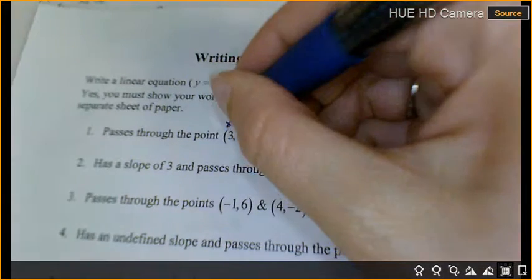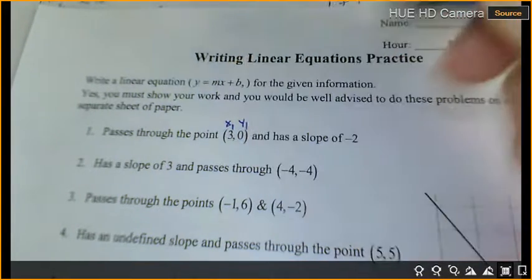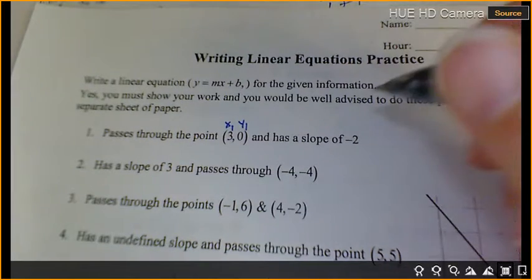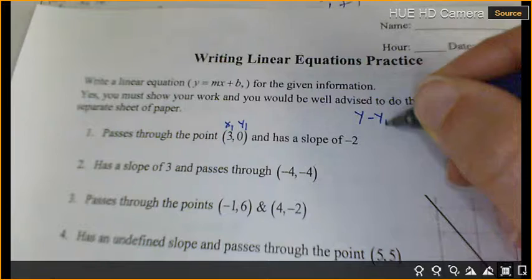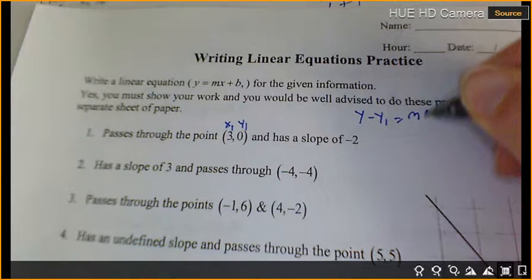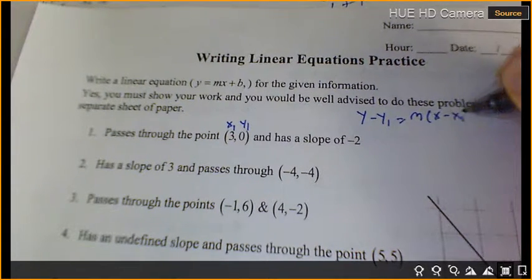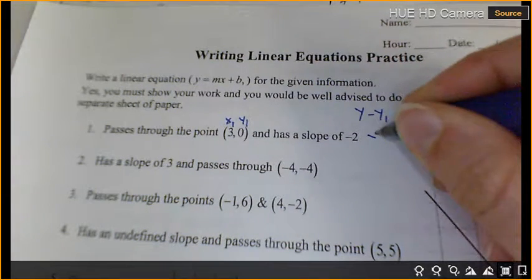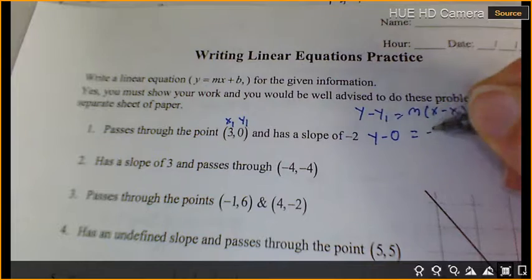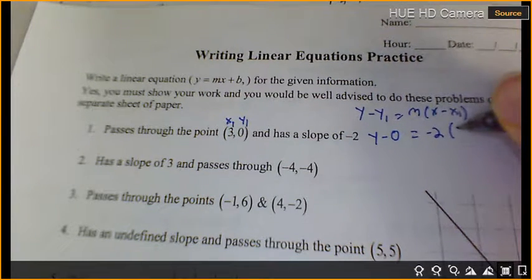Okay, we're going to make this equation into slope-intercept form. Here's x1, here's y1, and I'm given my slope, so I'm going to use point-slope form. y minus y1 equals m times x minus x1. We're going to plug these in. So we're going to go y minus 0 equals negative 2 times x minus 3.